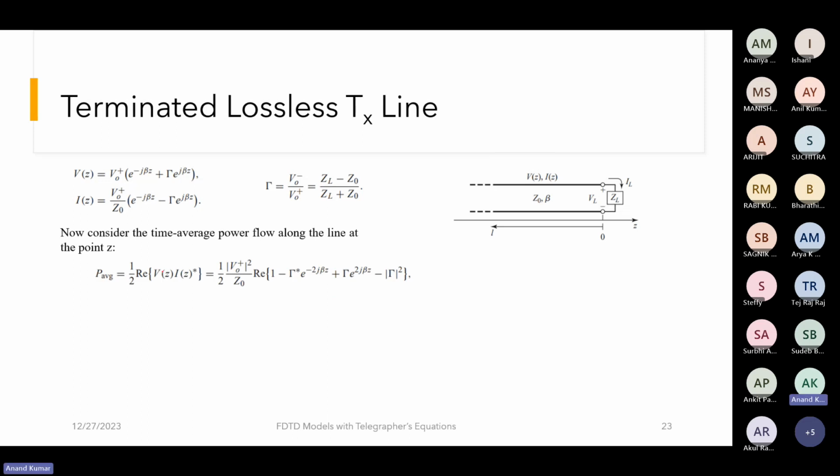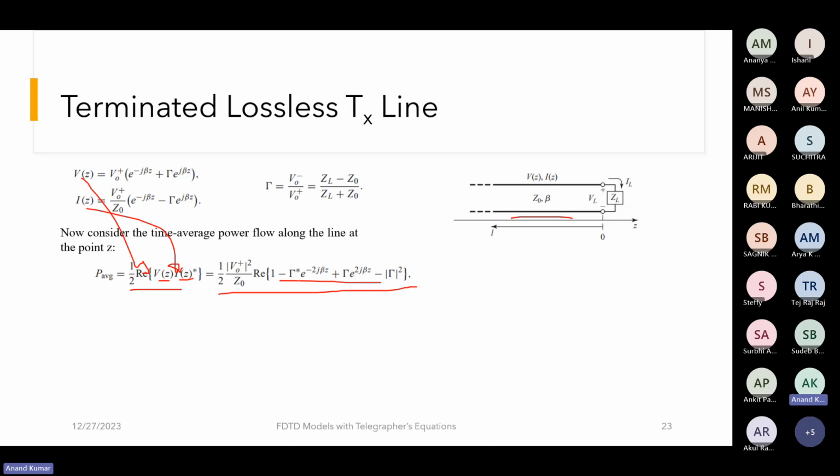Next, if we write the expression for power across the transmission line, which is given by this expression, half of the real value of V(z) I(z) conjugate, and then we substitute V(z) from here, I(z) from here, we end up with this big expression, and taking out common stuff and rewriting, expanding this.